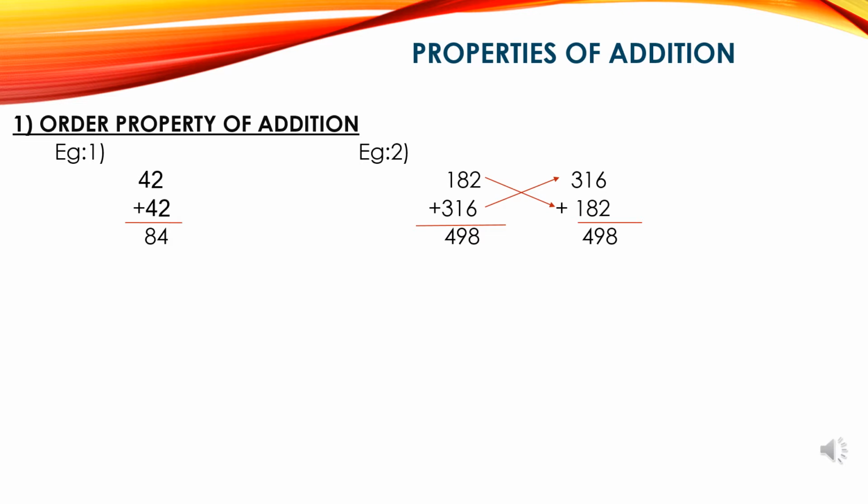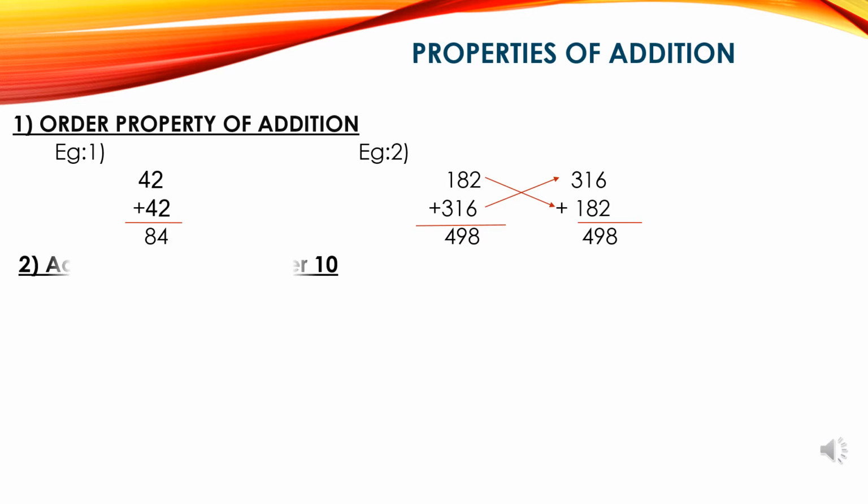Then in the hundreds place, 1 plus 3 equals 4. Now if you change the order, 316 plus 182, what answer will you get? The same answer, 498. That means the sum of two numbers is the same when we change the order of the numbers. Okay, this is the order property.